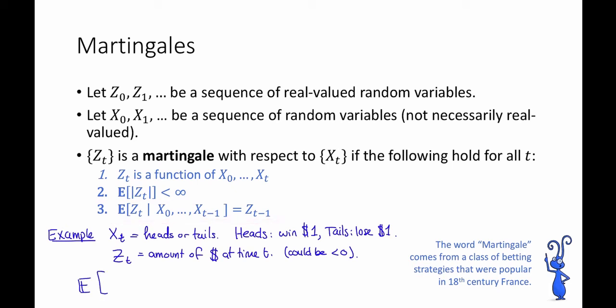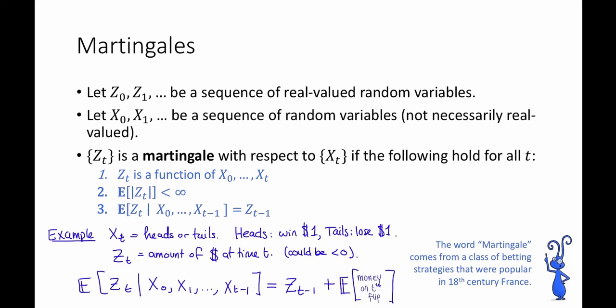We have that the expectation of zt conditioned on x0, x1, ... xt minus 1. Well, this is just equal to however much money I had at time t minus 1, since I'm conditioning on all of the previous coin flips, plus the expected amount of money that I get on the tth flip. But this here is just 0: with probability a half I gain $1, and with probability a half I lose $1. So this whole thing is equal to z sub t minus 1 as desired. So this is a martingale.